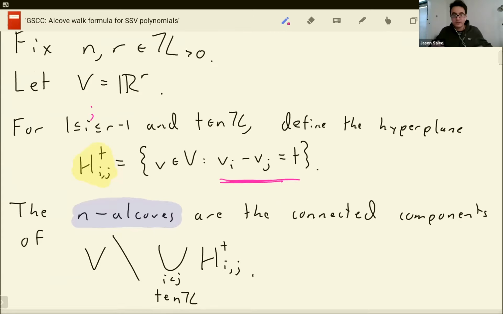And the n-alcoves are what you get when you throw away all the hyperplanes. So you remove all the hyperplanes where t is divisible by n, and you cut up the space into these pieces. So let's look at a picture to make sense of this.